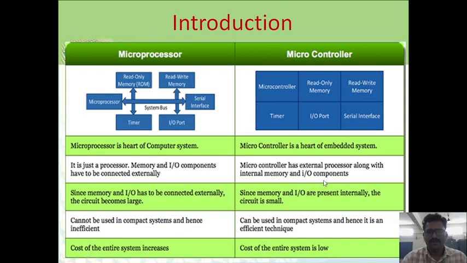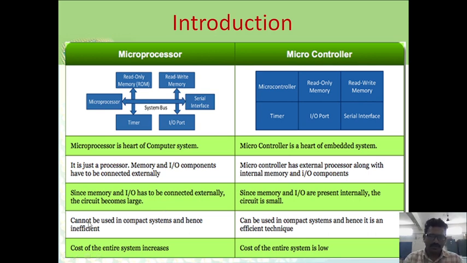Now coming to the differences between microprocessor and microcontroller. This is the block diagram of a microprocessor, and this one is the block diagram of a microcontroller. The microprocessor is the heart of a computer system. The microcontroller is the heart of an embedded system. In a microprocessor, memory and I/O components have to be connected externally, but a microcontroller has the processor along with internal memory and I/O components. Since memory and I/O have to be connected externally, the circuit becomes large. Here the memory and I/O are packed internally, so the microcontroller circuit is very small.